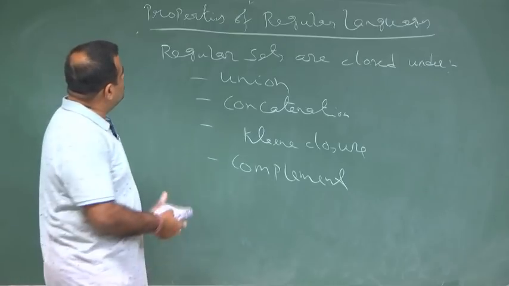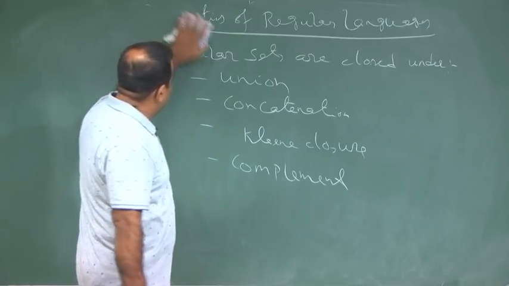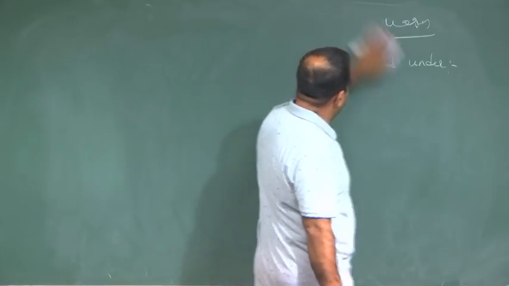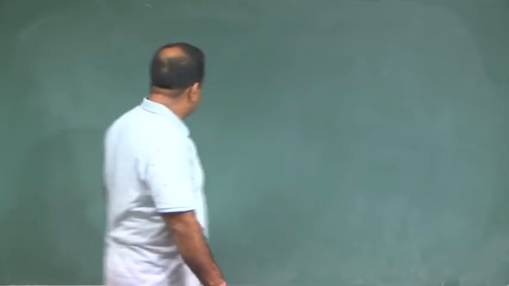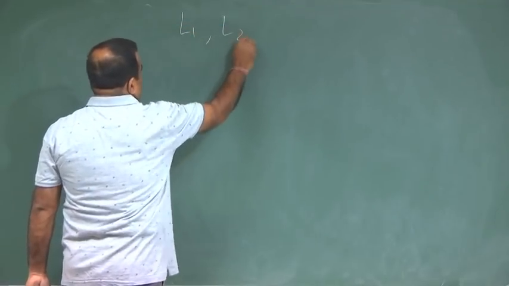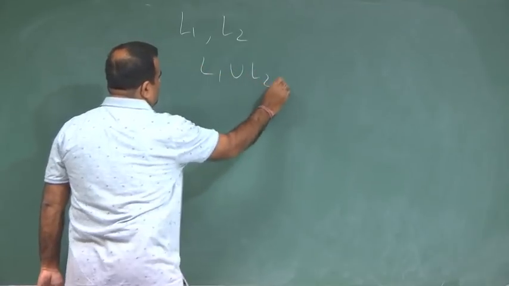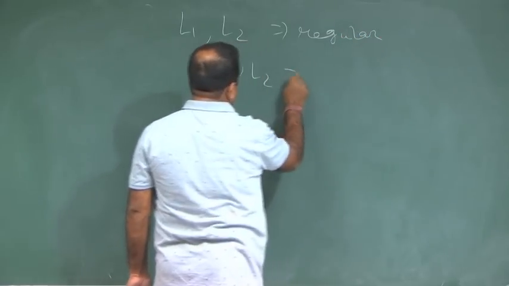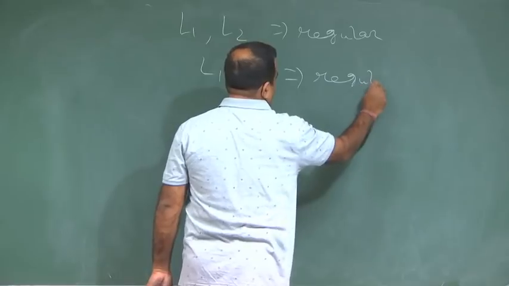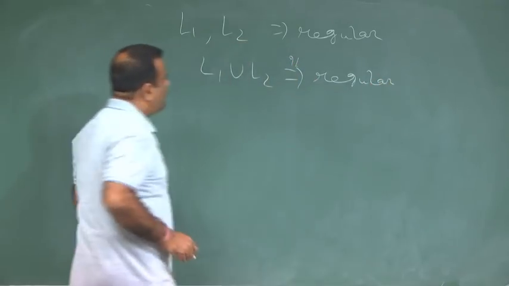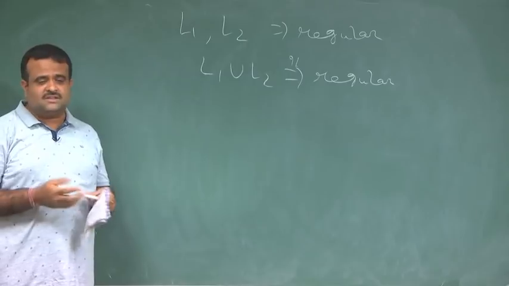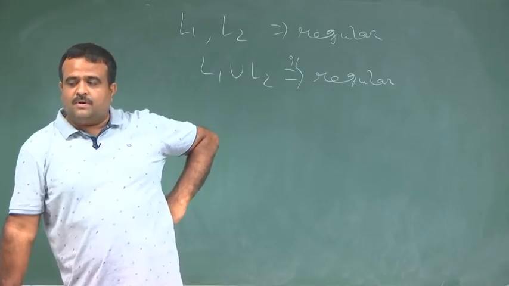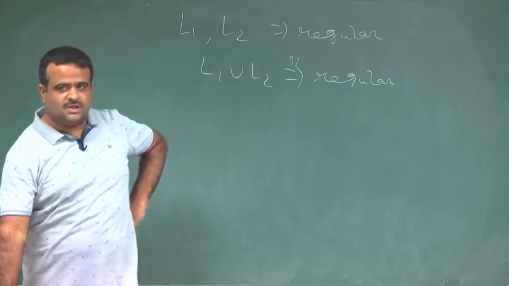So, first question is whether it is closed under union. That means, if we are given two regular sets L 1 and L 2, the question is whether L 1 union L 2 is regular or not. Regular means we can have a constructive proof for this, but we can use the help of the regular expression to prove this. That is the easier part.